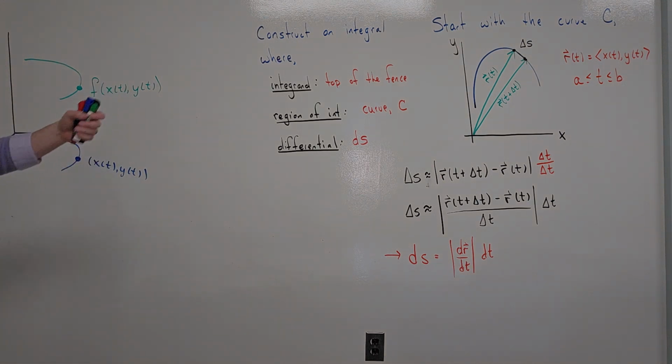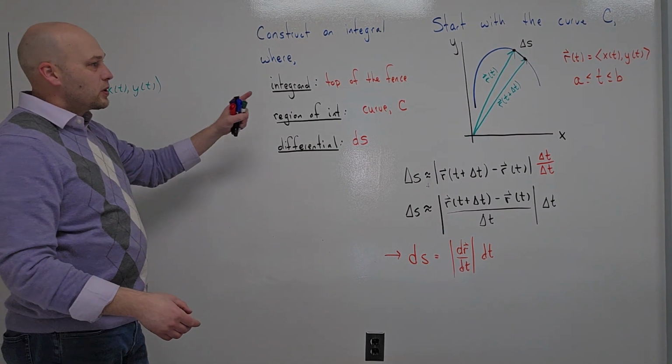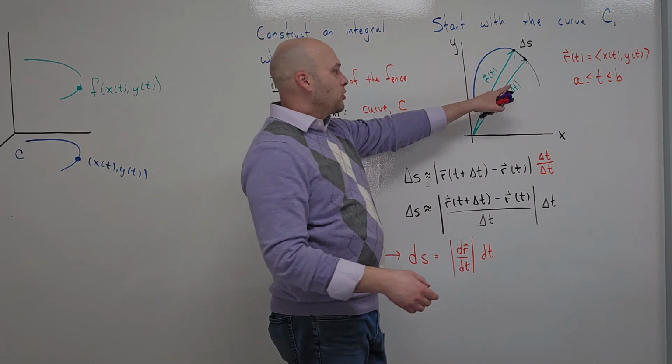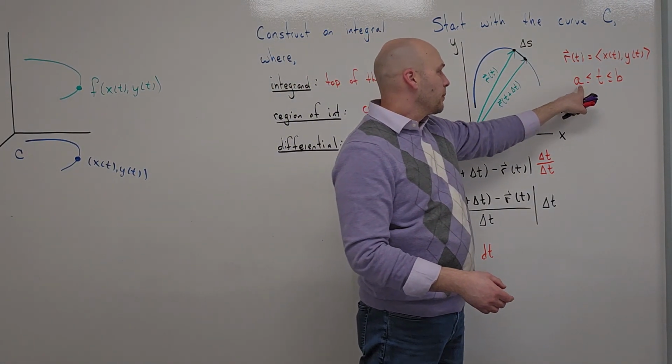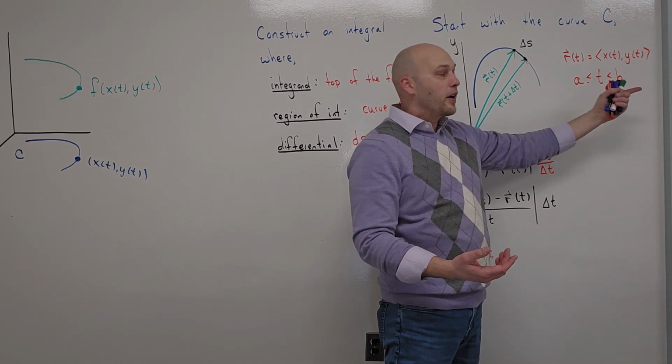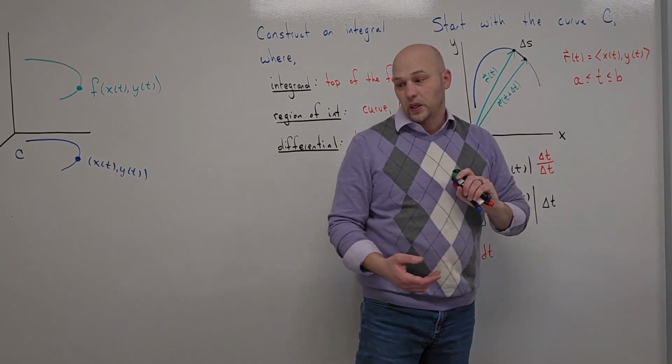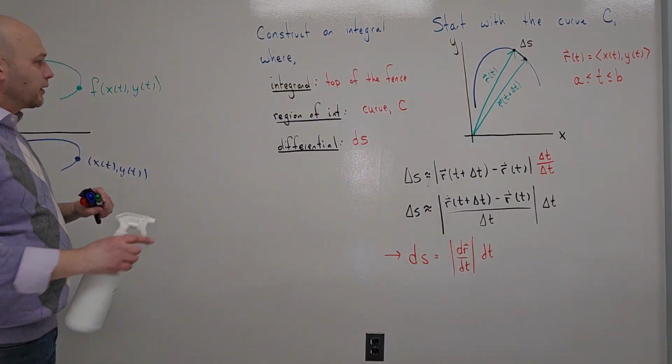And then the last thing I need to do is incorporate the region of integration, being C. So before I erase this, notice that the parameterization has the parameter t. T ranges from a to b. So my limits of integration will simply be from a to b. So let me clean up the middle here and let's put it all together.